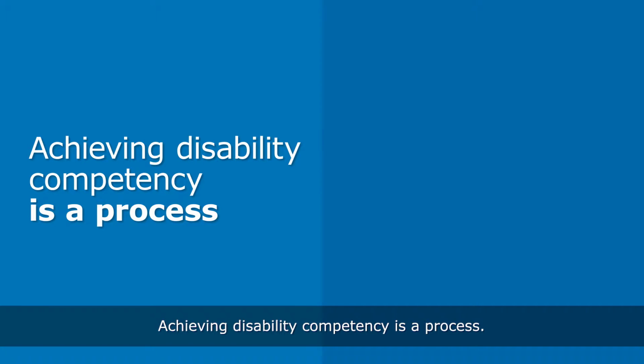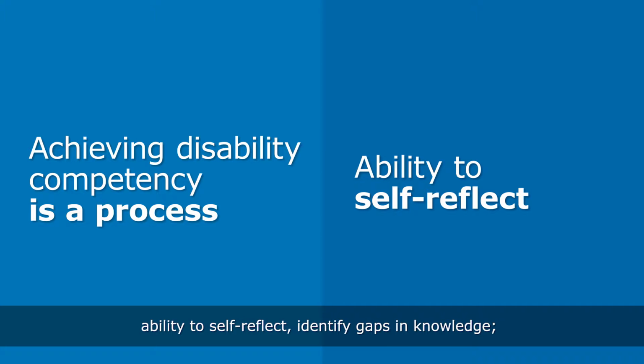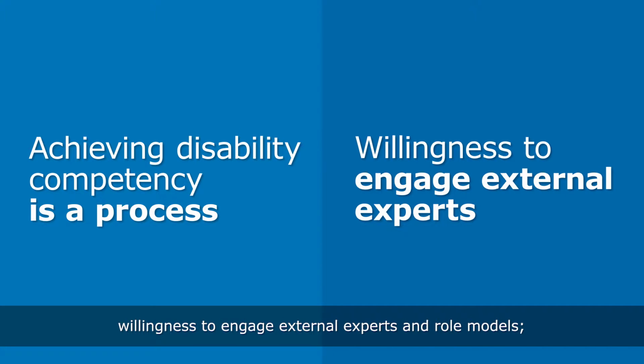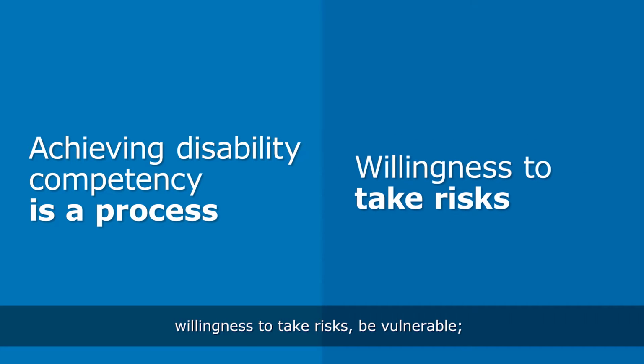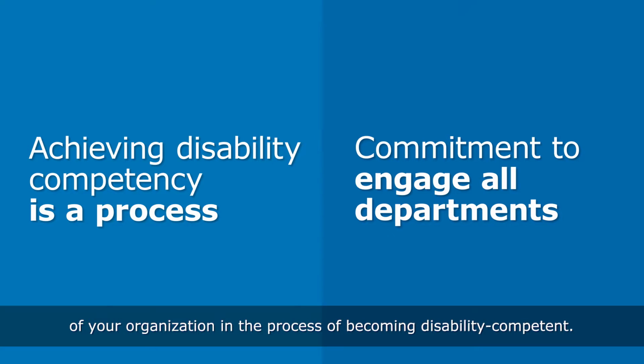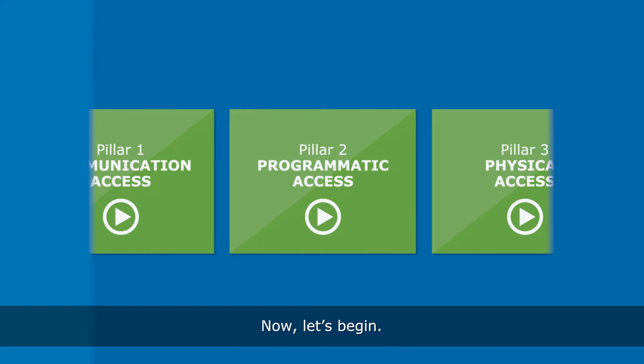Achieving disability competency is a process. It's not going to happen overnight. There are a few key ingredients you need for success in the process. These include ability to self-reflect, identify gaps in knowledge, willingness to engage external experts and role models, willingness to take risks, be vulnerable, and a commitment to engage all departments and levels of your organization in the process of becoming disability competent. Now, let's begin.